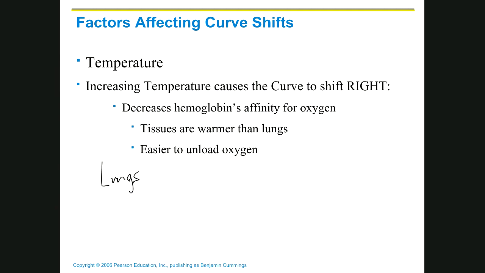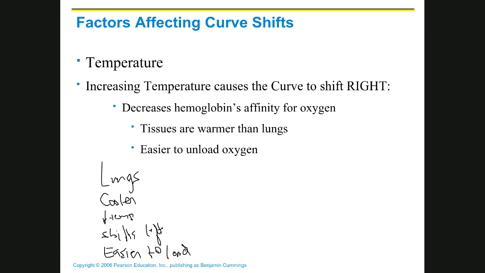So look at this. Without changing anything, if I go to the lungs, are they warmer or cooler? They're cooler. If temperature goes down, the curve shifts to the left. Well, we already know if the curve shifts to the left, what does that make it easier to do? Does it make it easier to load or easier to unload? It makes it easier to load. So look, we didn't do anything at all, but because the lungs are cooler, we can pick up more oxygen.